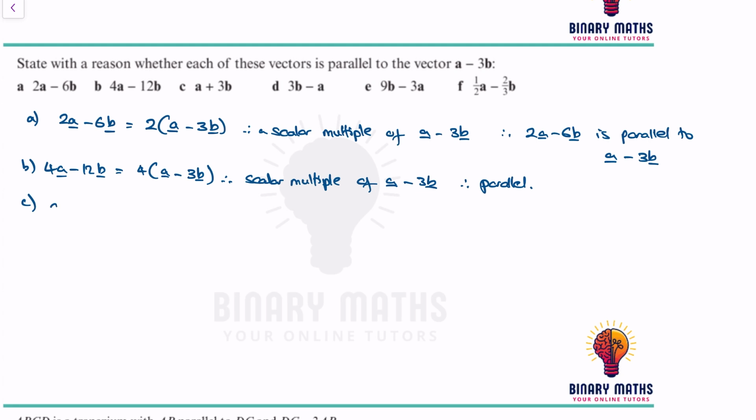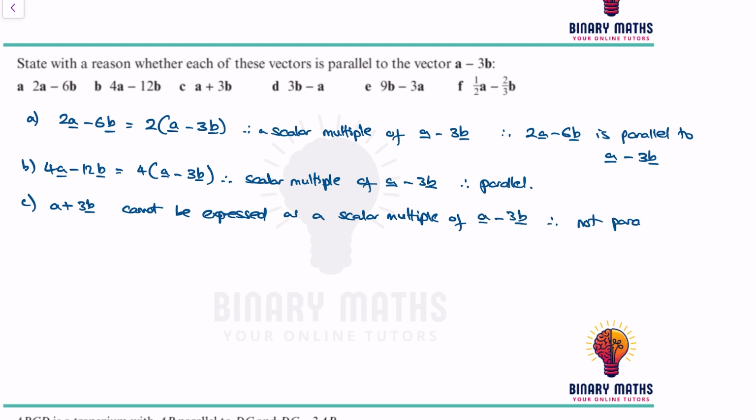C, A plus 3B cannot be written as, cannot be expressed as a scalar multiple of A minus 3B, therefore not parallel.